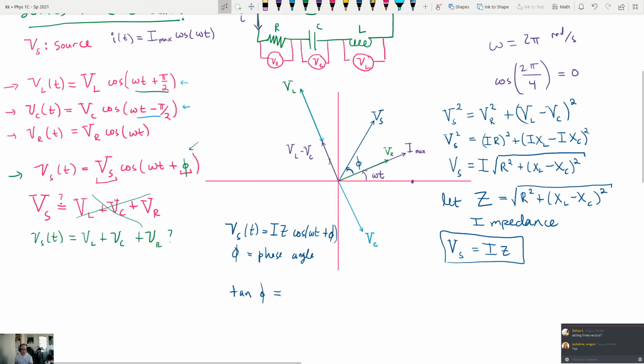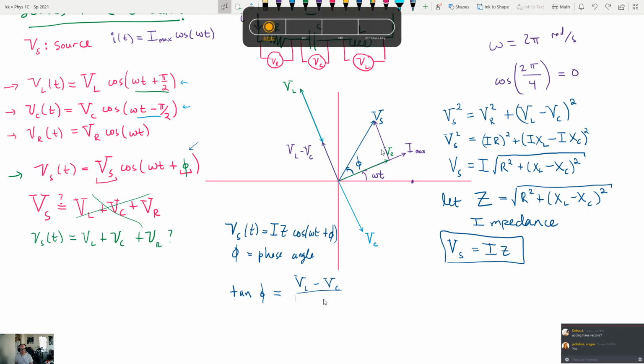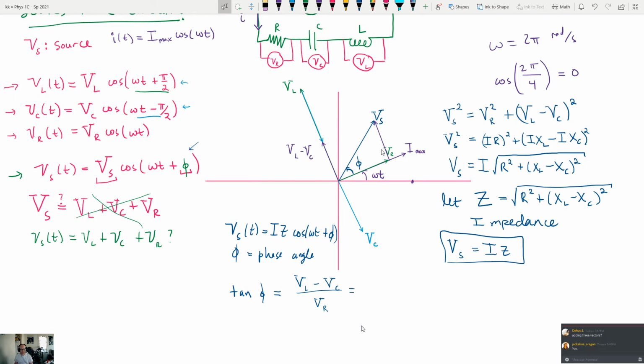Remember that the triangle that I'm describing is this triangle here. It would be VL minus VC over VR. Yeah, exactly. So the opposite side is VL minus VC, and the adjacent side is VR. So we just write VR, and then we make the same replacement that we did before.